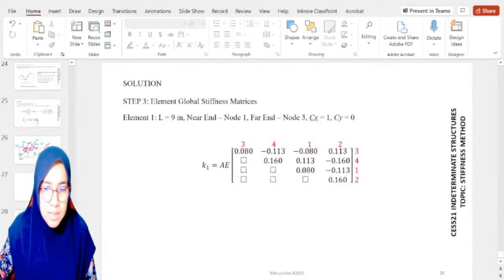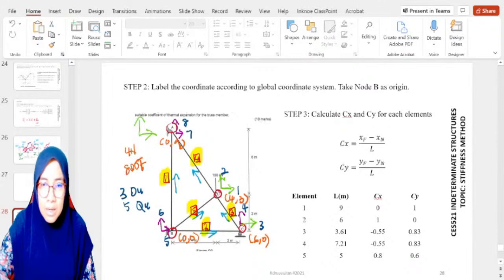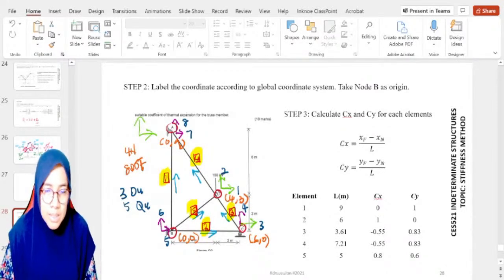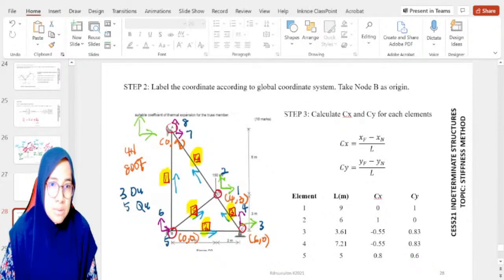In the previous step, we identified and calculated Cx and Cy, and I have put all the Cx and Cy values for each element in one table. How do we calculate Cx and Cy? We use the formula given above.